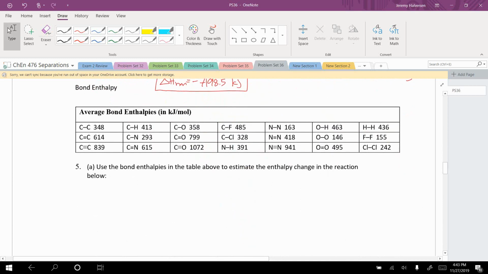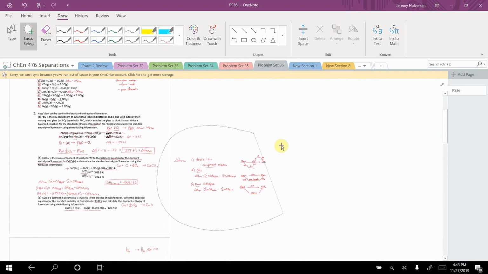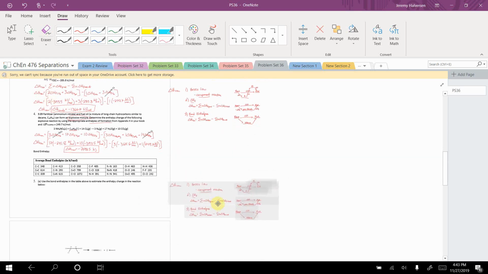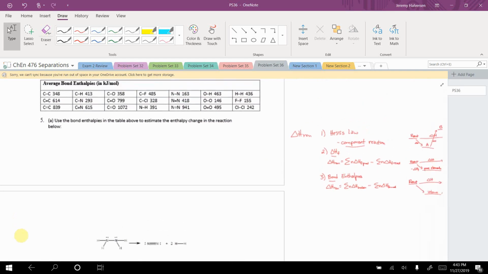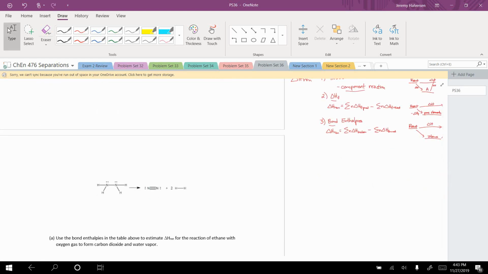All right, bond enthalpies. So in this case, they're giving us bond enthalpies. So your mind should be saying, okay, we're probably going to be doing that third process that we talked about at the beginning, which is the idea of using broken bonds and formed bonds to calculate the delta H of a reaction. Use the bond enthalpies in the table above to estimate the enthalpy change of the reaction below. Okay, so I've got N2H4 splitting up into N2 plus 2 H2.